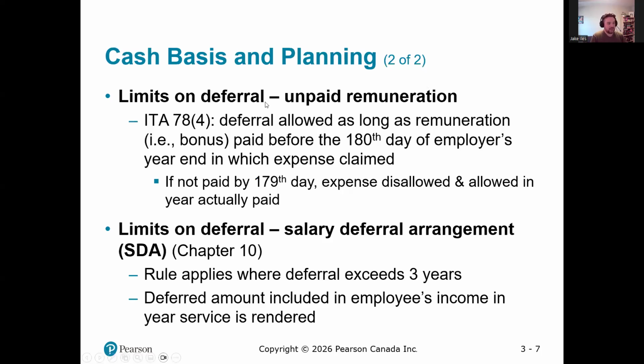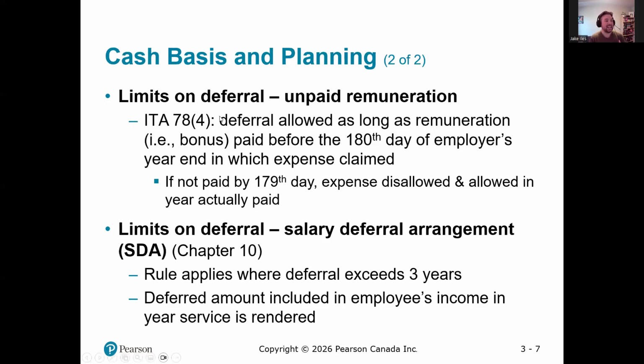There is a limit on this deferral. So if someone claims that there's a bonus at the end of the year, there's a year end, we've declared a bonus, the business expenses it, but they have to pay it within 6 months or 180 days. If they don't pay it by the 179th day, they're no longer allowed to expense it in 2025 when they recorded it. They'll have to add it back to that corporate income and they'll expense it when they actually pay it in the next year.